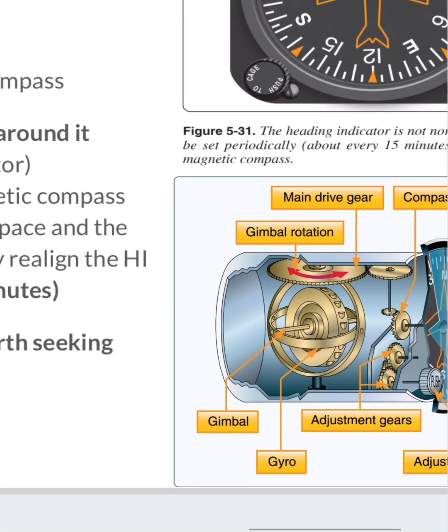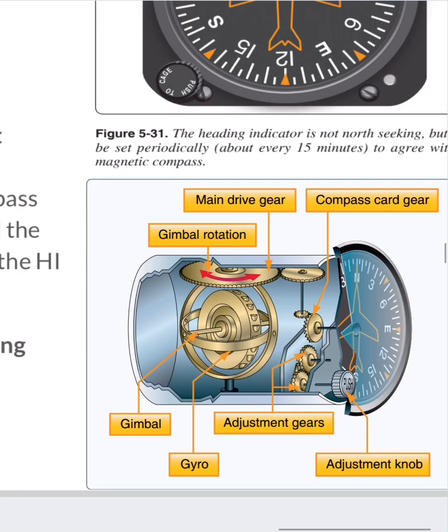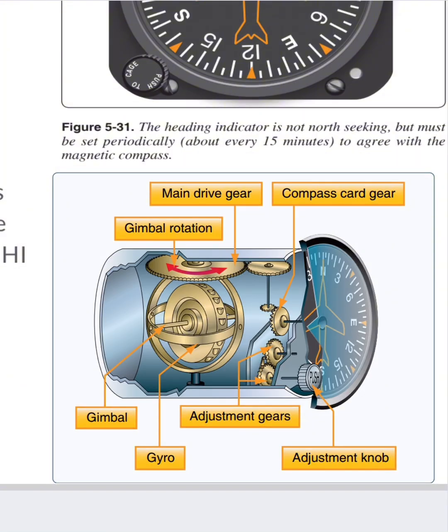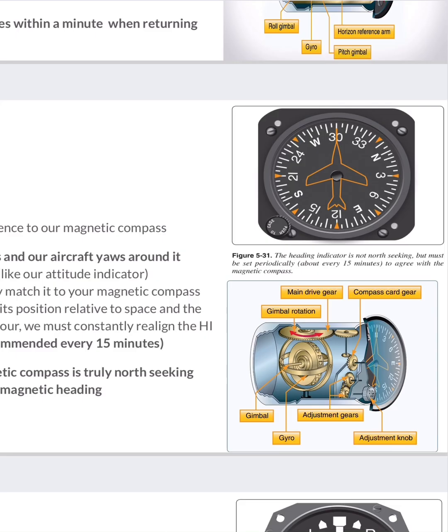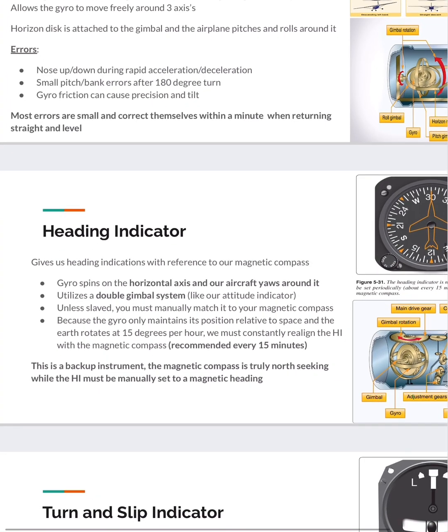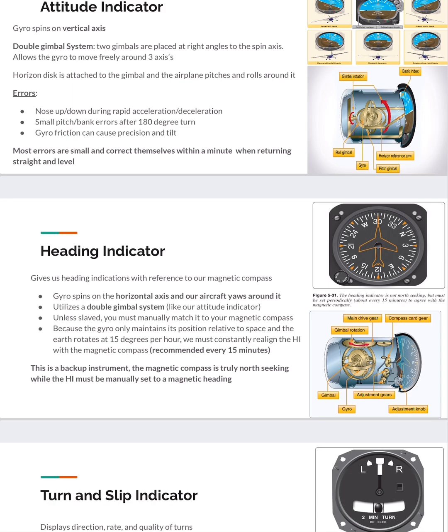This gyro is mounted on the horizontal axis, so on its side here, and allows us to roll and yaw around it. When we roll and yaw around it, we actually change a gear. We see this compass card gear moves when we roll or yaw. When we do that, the face of the compass card itself will change with these headings. Just like the attitude indicator, it's going to have some errors as well. Those 15 degrees per hour is how fast the Earth is turning. So we have to change this every 15 minutes or so, because this is not a north-seeking instrument. But that's going to be the heading indicator there.